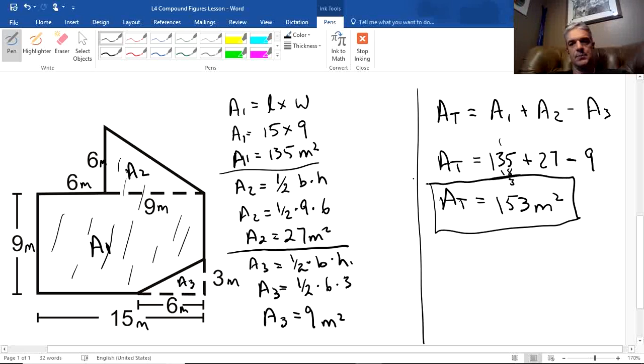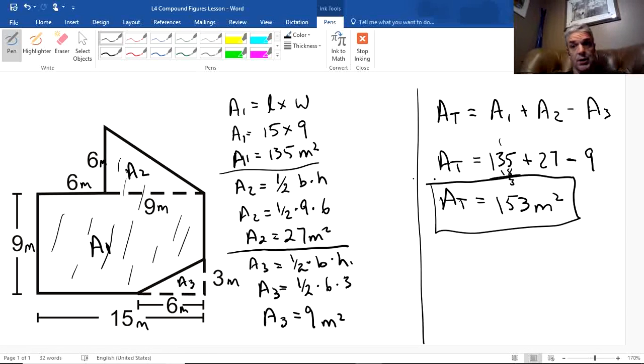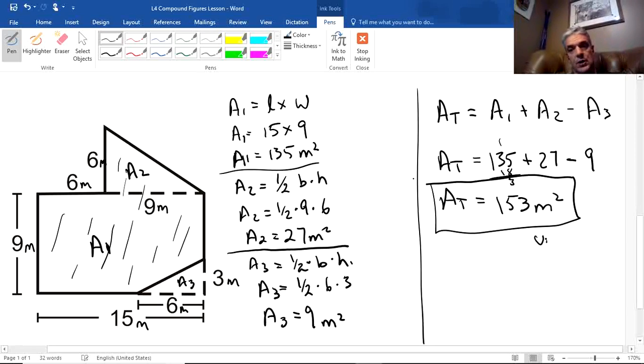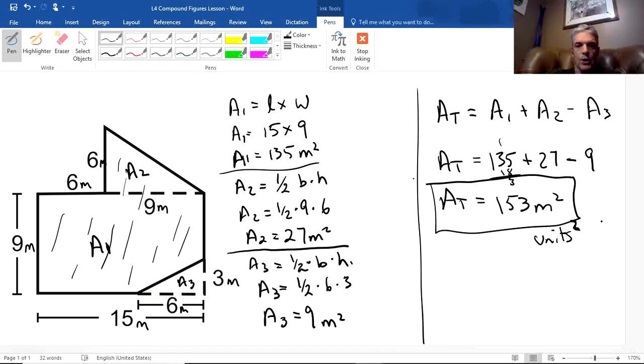Now, this particular question did not have meters squared in it, so you just don't have to put units. You can write, if you want, just units squared, okay? Because area is a measure of squares, units that we square as we go.